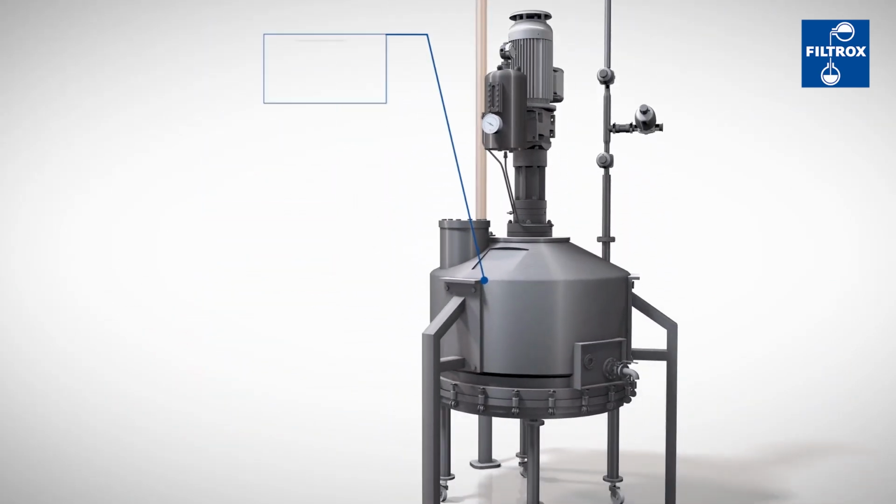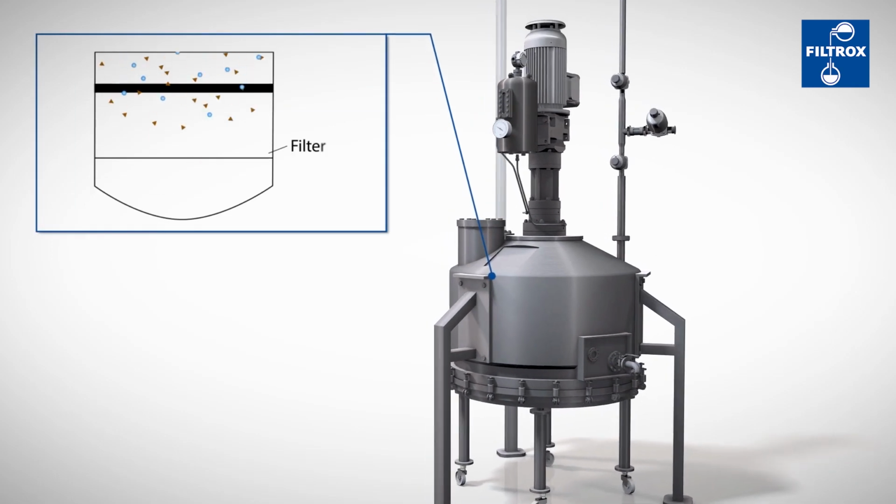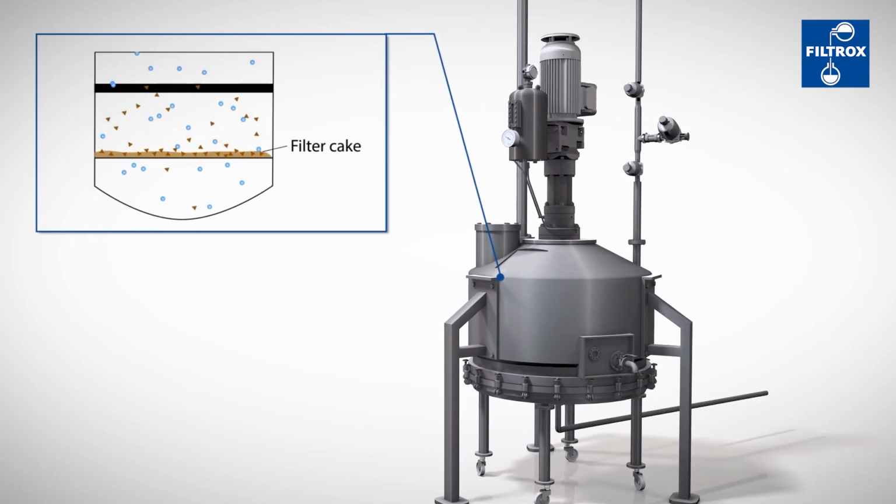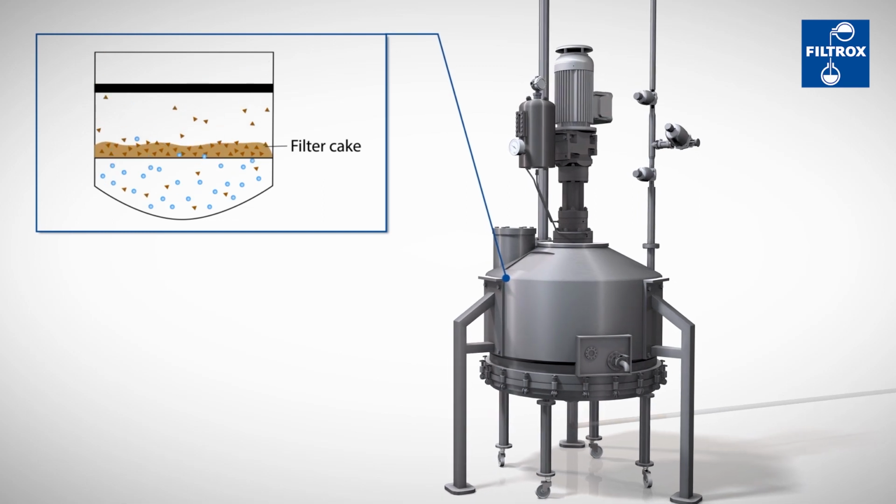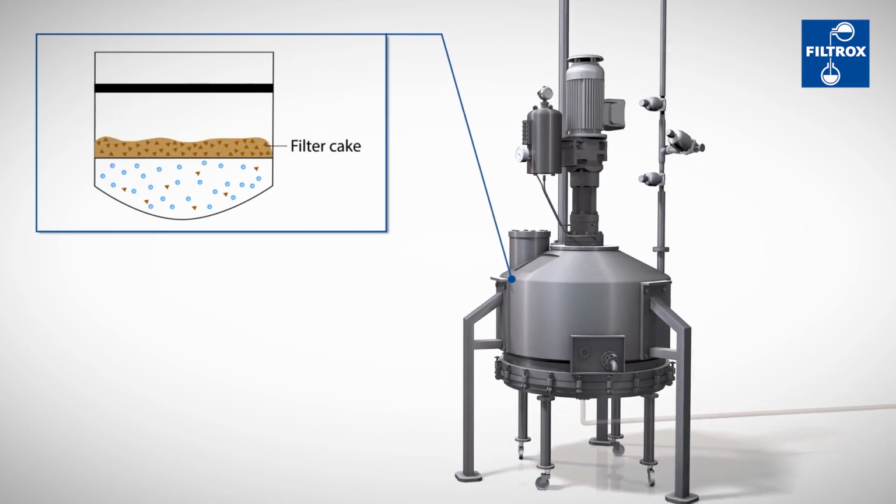After the adsorption process, the powdered activated carbon has to be removed again from the process liquid with the API. This is done in a separate filtration step, for example, with a neutral filter.